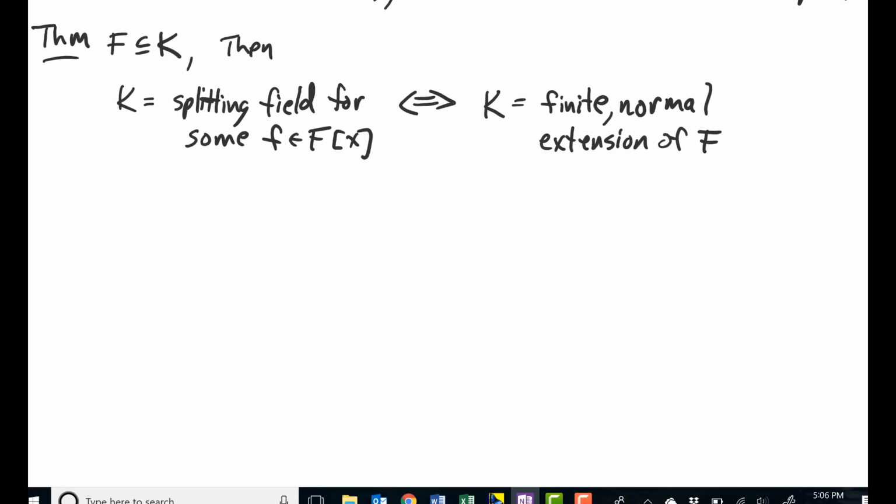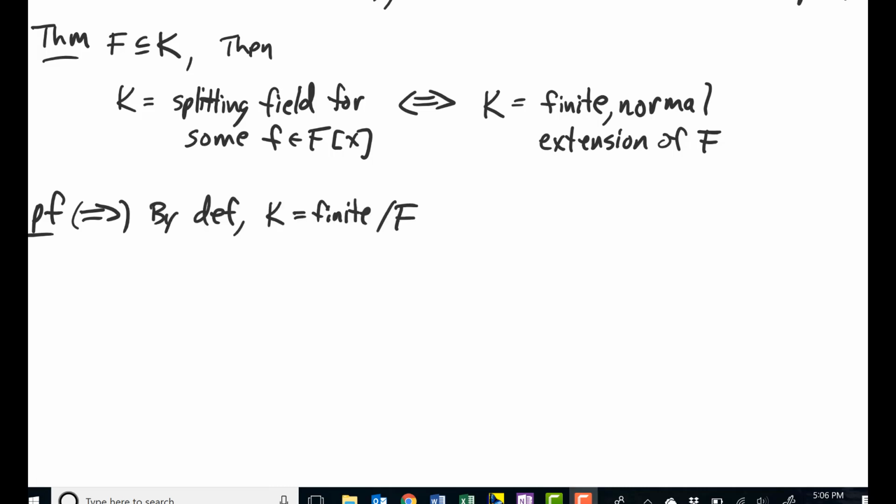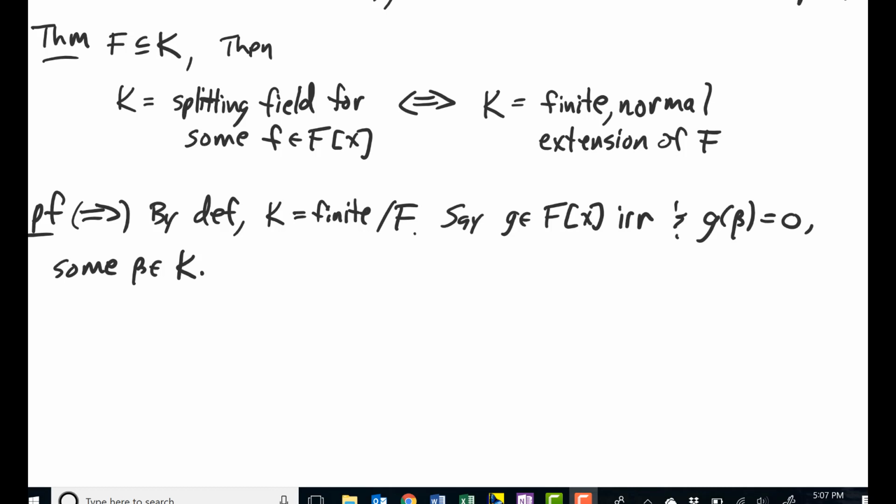All right, let's turn to the proof. We've got two directions to prove. Let's go to the right. Since K is a splitting field, it just attached a bunch of roots, and so of course that's finite. Okay, the hard part is to show that it's a normal extension, that if it gets one root, it gets them all. So suppose g is an irreducible polynomial, and g has a root beta that's in K. We need to show that g actually splits over K.